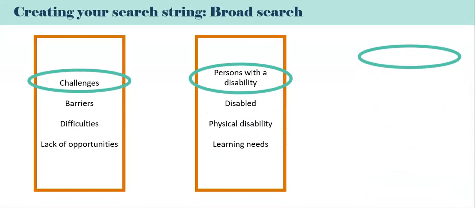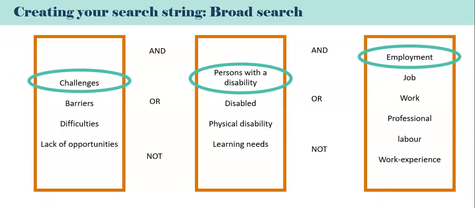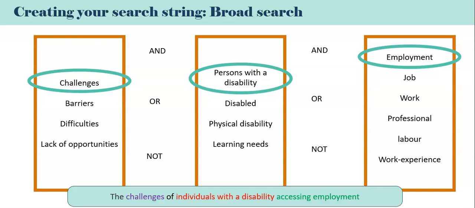You can then broaden your search using the search string. So in this example, we are using challenges, persons with a disability, and employment. And these search terms allow us to conduct a broader search to find information on our research question.